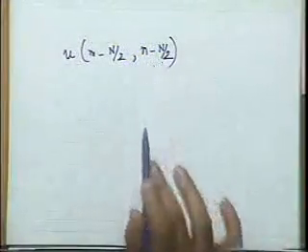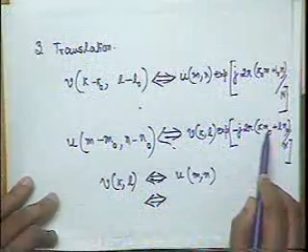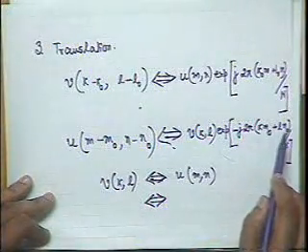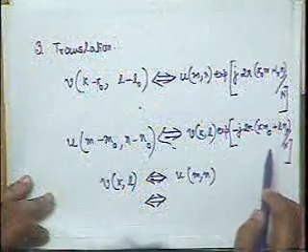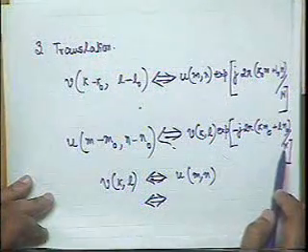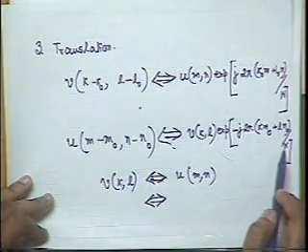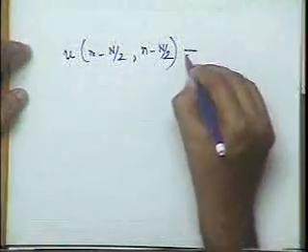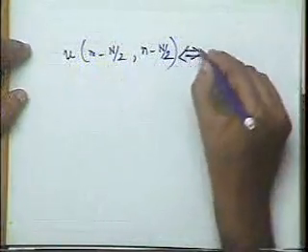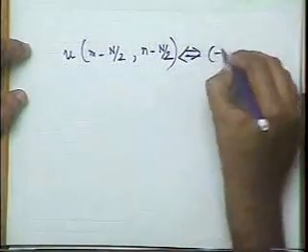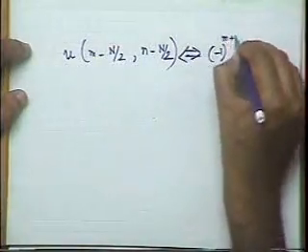When I have m minus N by 2, n minus N by 2, just substitute: instead of m0 write capital N by 2, instead of n0 write capital N by 2, you already have N over here. What you get is simply, I am writing over here and you just verify, its transformation pair is minus 1 to the power m plus n u of mn.